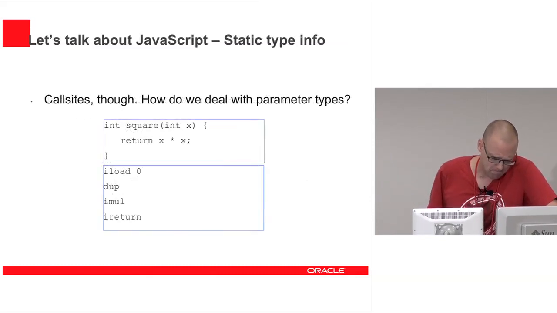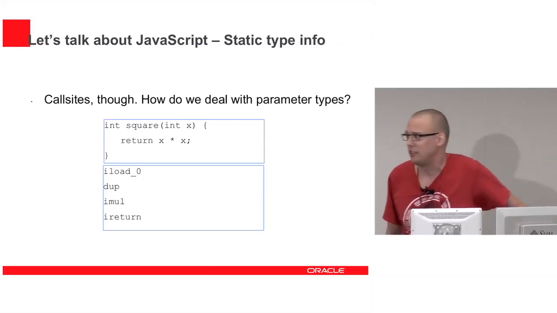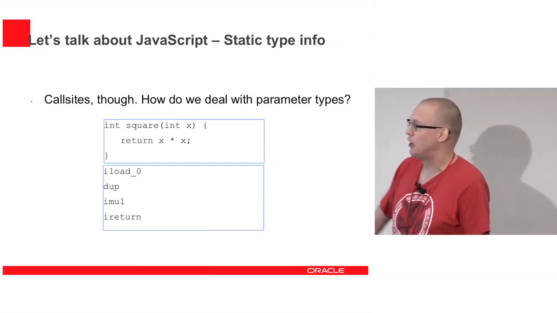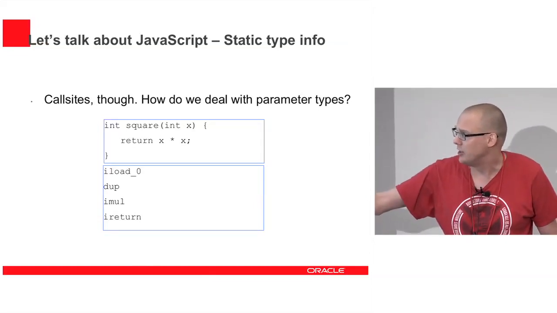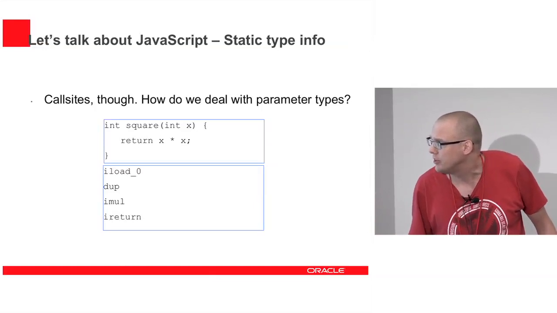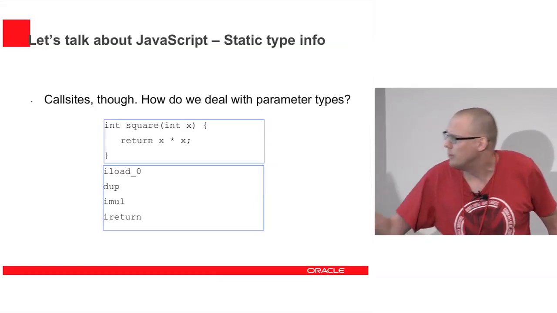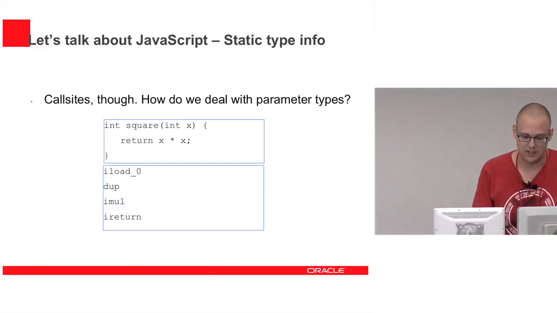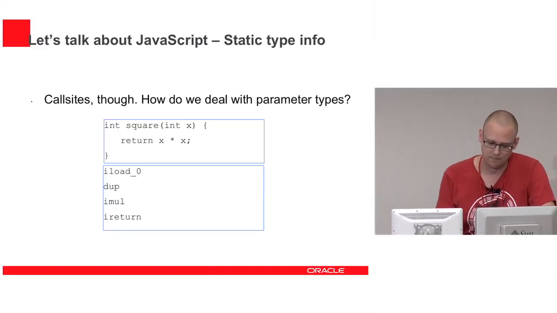So, call site static type info. This is a Java function that takes an integer and squares it, and it can be compiled into, say, the following bytecode. Integer load the parameter, load it again, or duplicate it in this case. I don't think javac does that, it's my brain. IMUL, IRETURN. Nothing strange there. You see int twice, plenty of types available to the compiler.